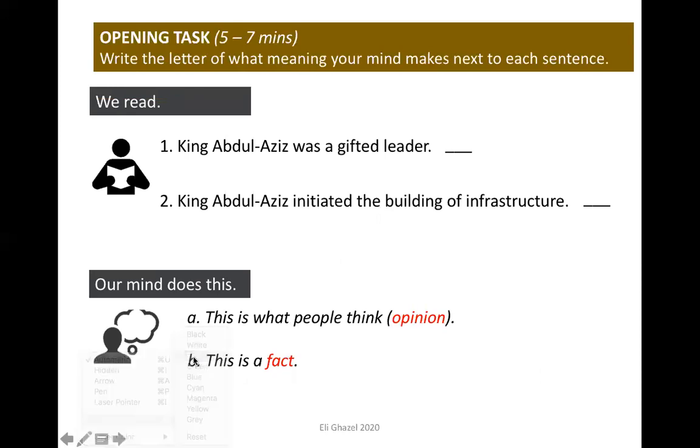And we're going to say, King Abdul Aziz was a gifted leader. Okay, this is a matter of an opinion. This is what you think, this is what you feel, this is what you believe. Now, we can change that into a fact and say, most people believe that King Abdul Aziz was a great leader. Then that becomes a fact that somebody said. But King Abdul Aziz was a gifted leader is a sentence that is an opinion. An opinion does not mean right or wrong. It means it's an opinion. So we're going to put opinion here.